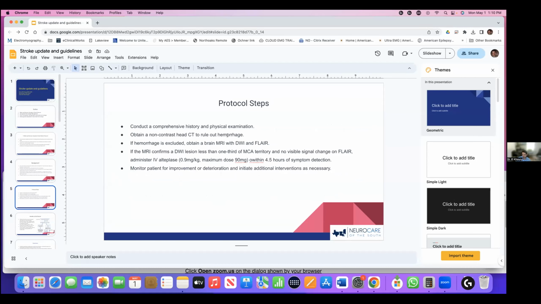You obviously do the exam, you do the history, you obtain a CT, and then you obtain an acute stat MRI with DWI and FLAIR. If you have a DWI lesion less than 1/3 of the MCA territory and no visible changes in FLAIR, then you monitor, you give IV lytics. And the studies were based on IV TPA, obviously, but now we're using TNK, and it's the same rationale.